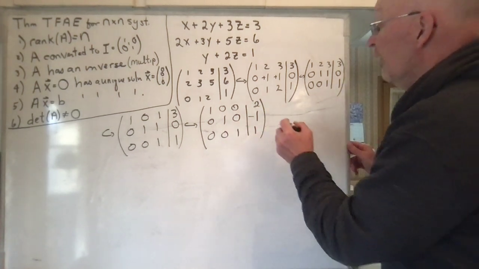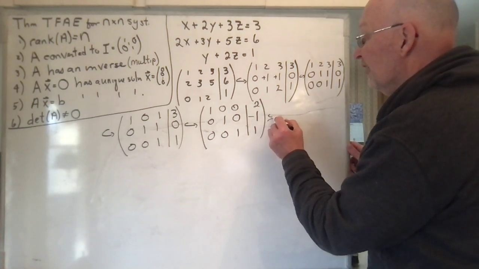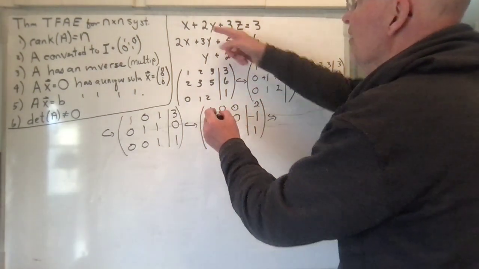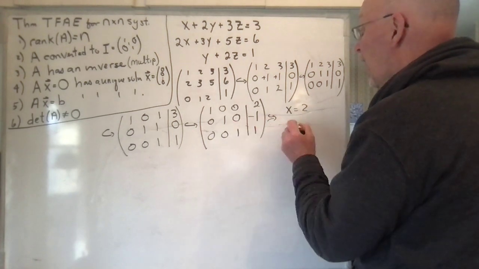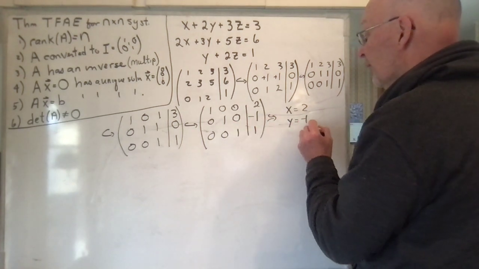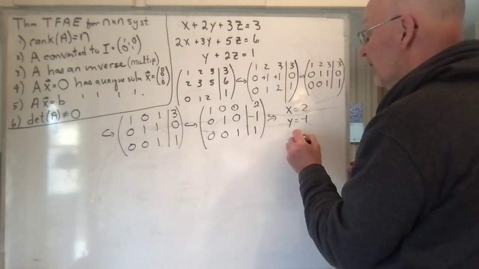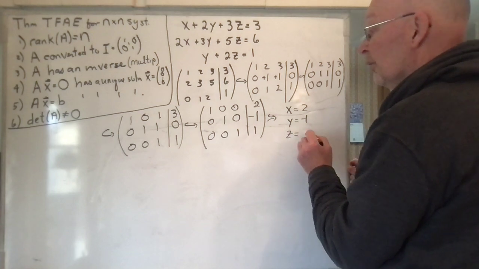And now I can read off what the solution is. What does this say the solution is? It says that x is equal to 2, y is equal to -1, and z is equal to 1.